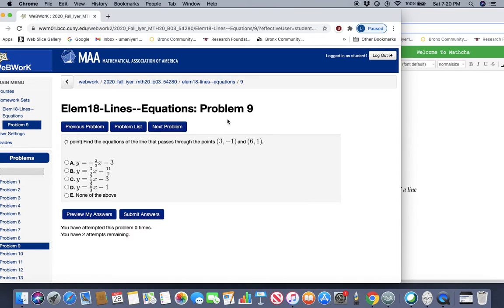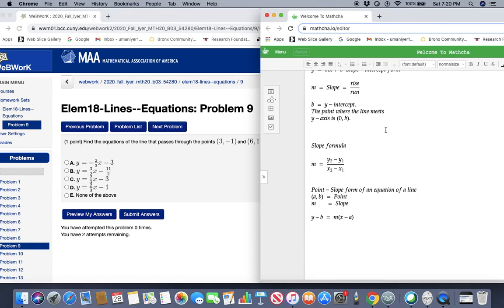Back. Problem 9. Find the equation of the line that passes through these 2 points. And they want you to write your equation in terms of slope-intercept form. Okay. So when you're given 2 points, you can find the slope of the line joining them. Once you have the slope and a point, you can use point-slope form to write the equation of the line. Once you have one equation, you solve for y and you get the slope-intercept form.